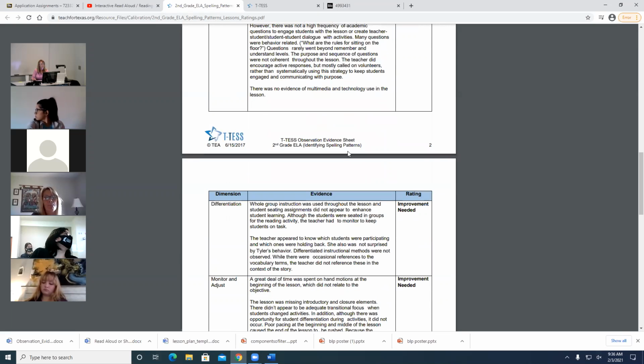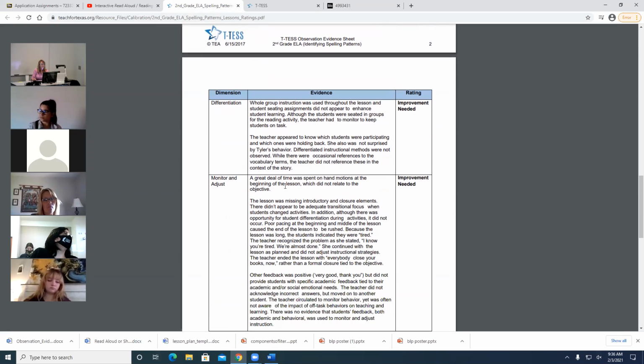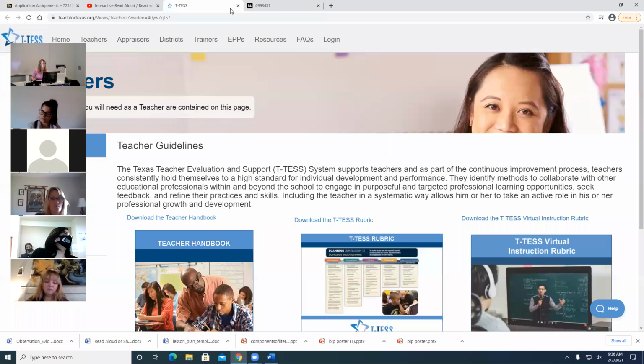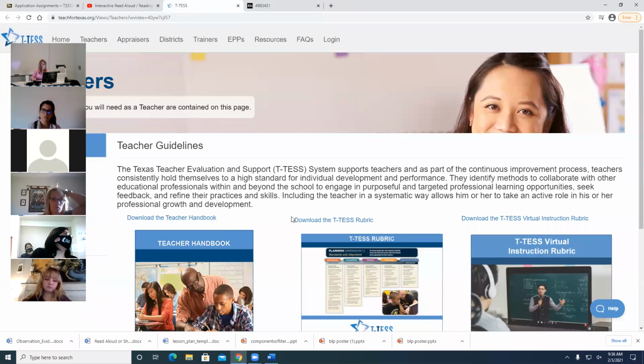That was later in the lesson. So if you kind of go along, you'll notice use throughout the lesson, student seating assignments that appear to enhance student learning and so on. The feedback was very similar to what you guys said. And yes, the raters were harsh, and that's okay, because that's what raters' jobs are, and I don't envy their job. I'm gonna make sure we were looking at the right one.